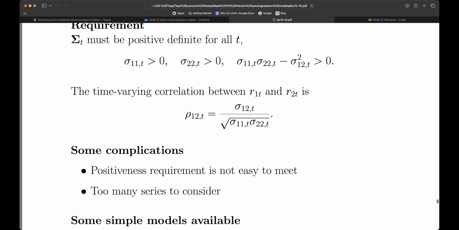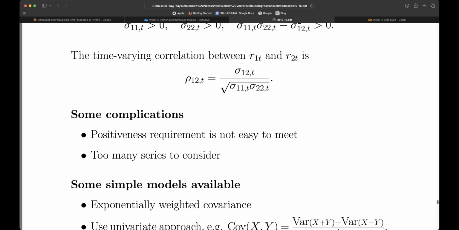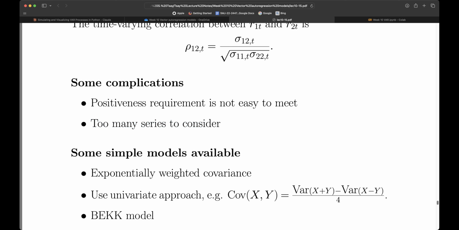So when we say something positive or negative about a matrix, instead of saying positive or negative, we say positive definiteness or negative definiteness. Anyway, this positiveness requirement needs to be met in time varying volatility process covariance matrices. And then there may be too many series to consider. Some simple models are available to get over those challenges.